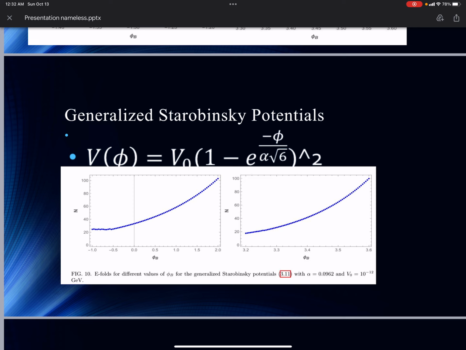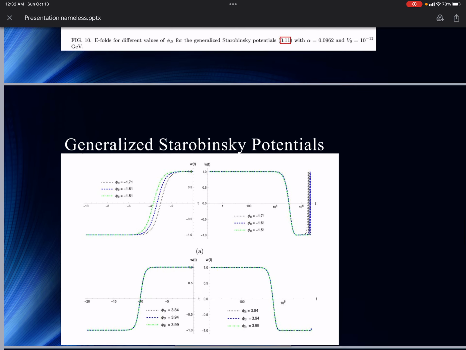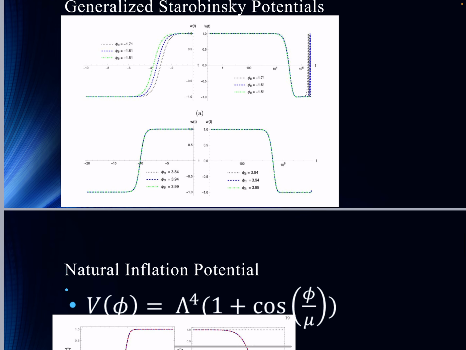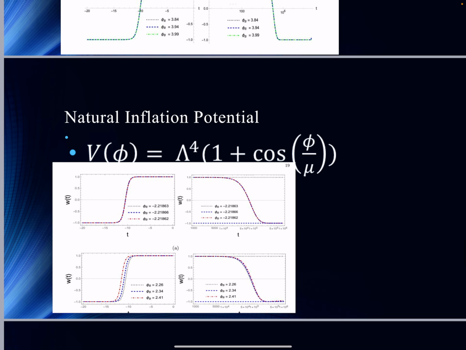These graphs again give us an idea of the expansion rate for these different potentials, and of course our equation of state. You might notice the equation of state at the top right, kind of a weird one at the end there. But in general, we do get these three phases that we've been getting with the other ones as well. The last potential I want to talk about is what's known as the natural inflation potential.